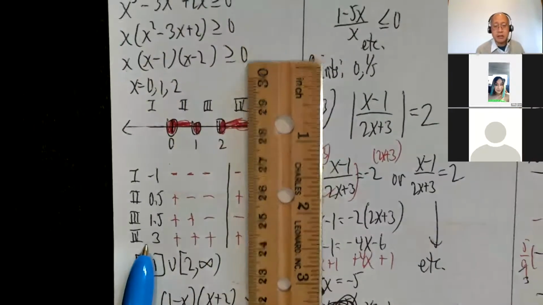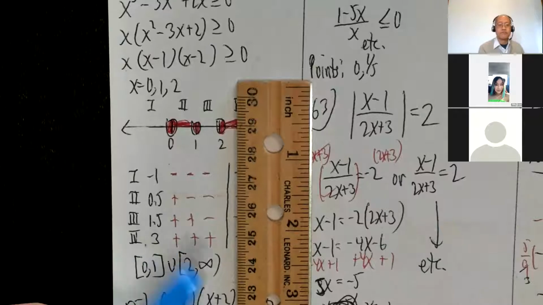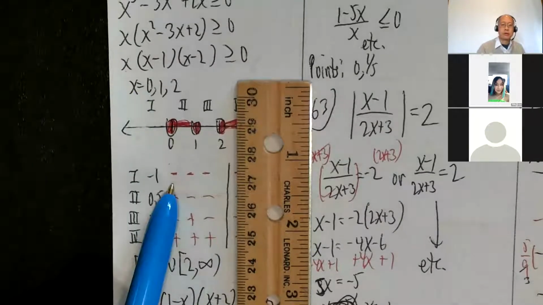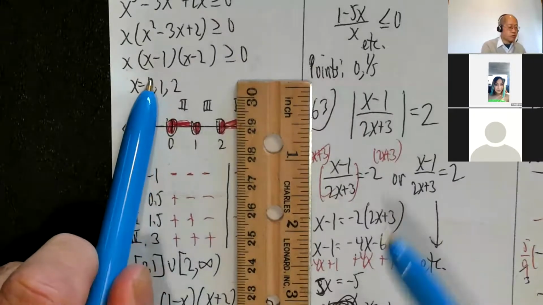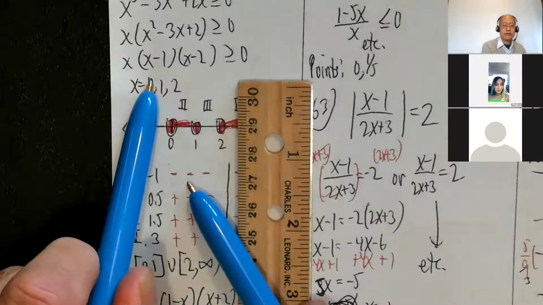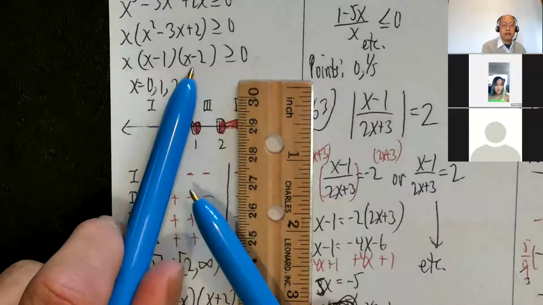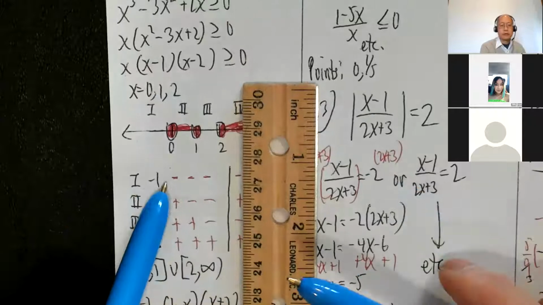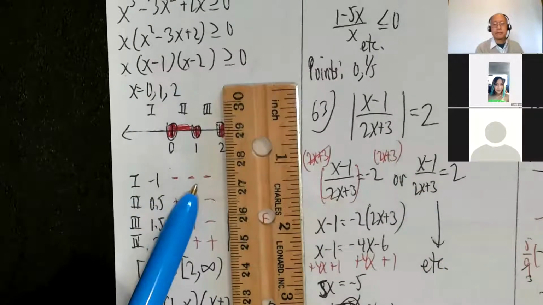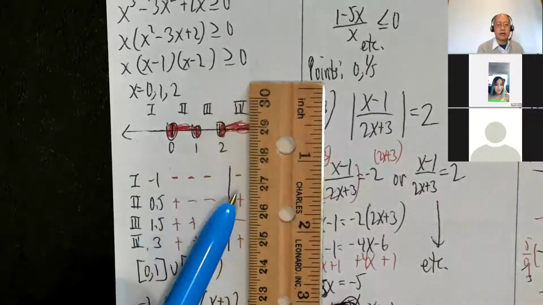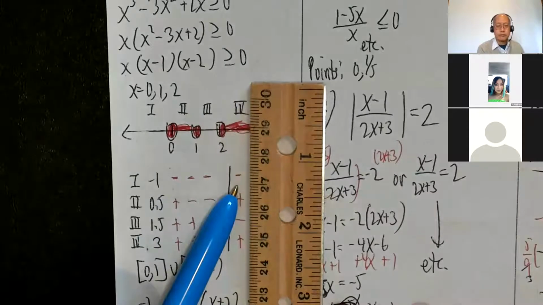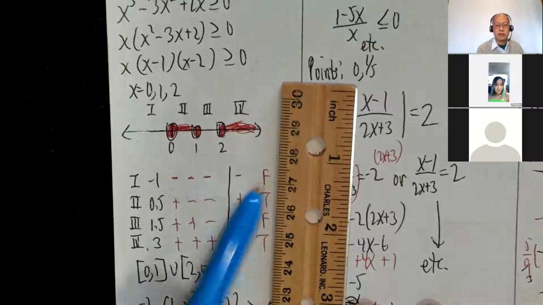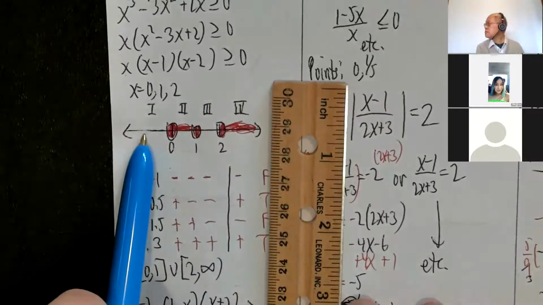Again, I only want the sign. I don't need the exact value. -1 is negative. -1 minus 1, negative. -1 minus 2, negative. 3 negatives. Negative times a negative times a negative, negative. Is a negative greater than or equal to 0? No, that's false. Do not shade in region 1.